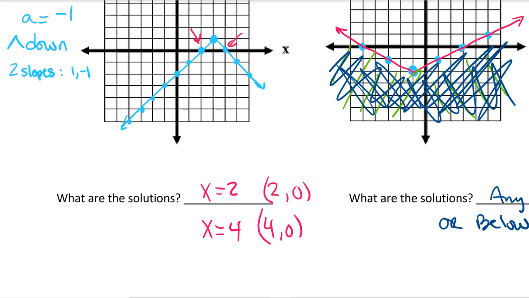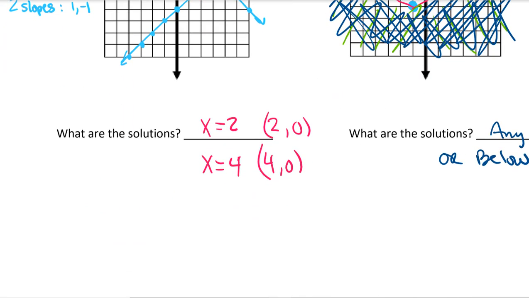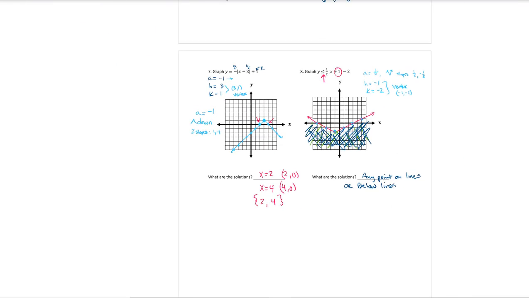Now sometimes, I'll give you one other option here. So the solutions on the other one, sometimes you might see that written as 2, 4, and you'll put what's called a brace around it. So sometimes you'll see your solutions written that way as well. So that's a little bit about that warm-up right there.